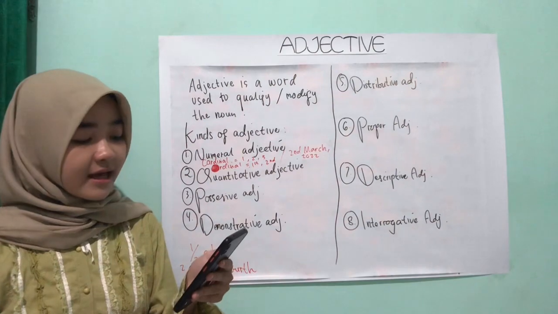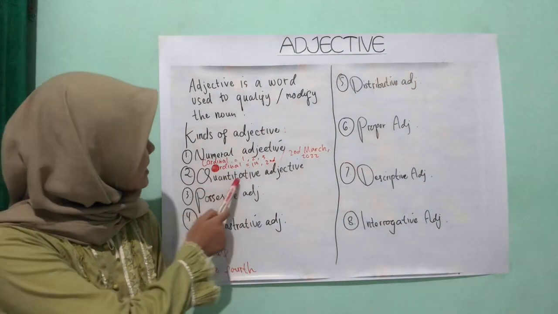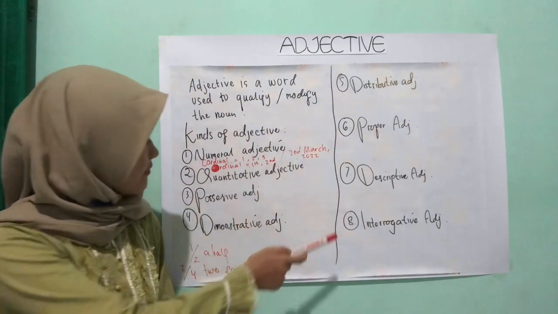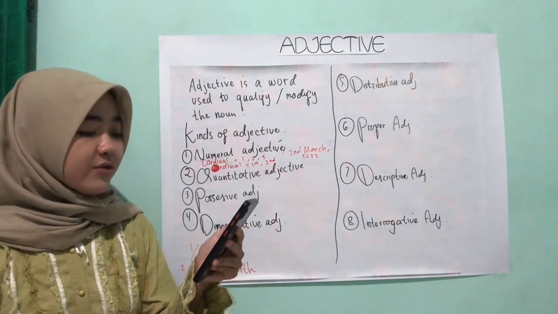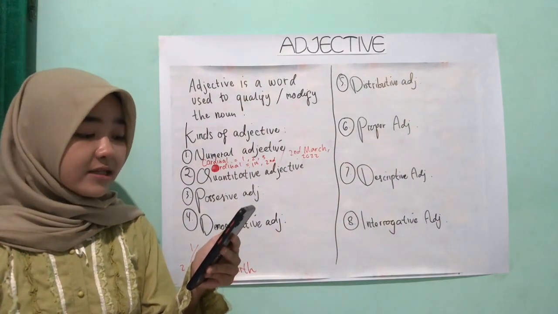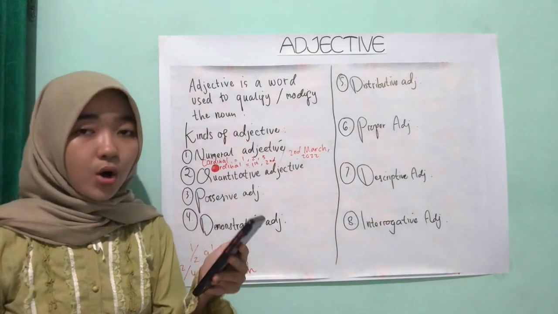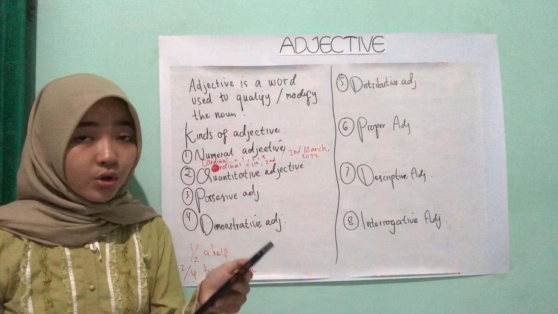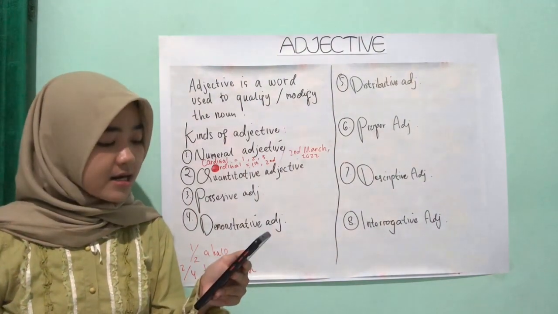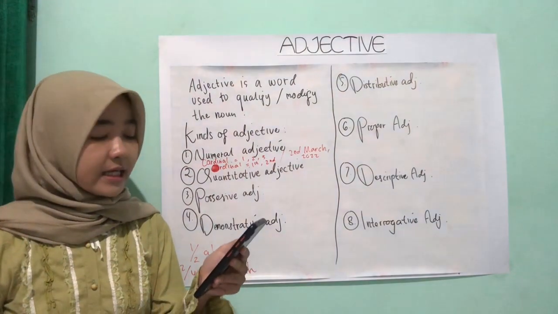And the second kind of adjective is quantitative adjective. The definition is the adjective used to show the uncountable things. The words are all, enough, much, some, whole, etc. For example, much water, enough sugar.